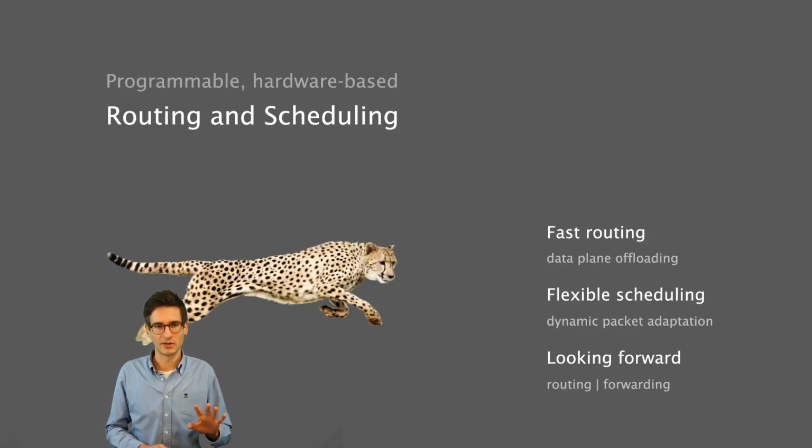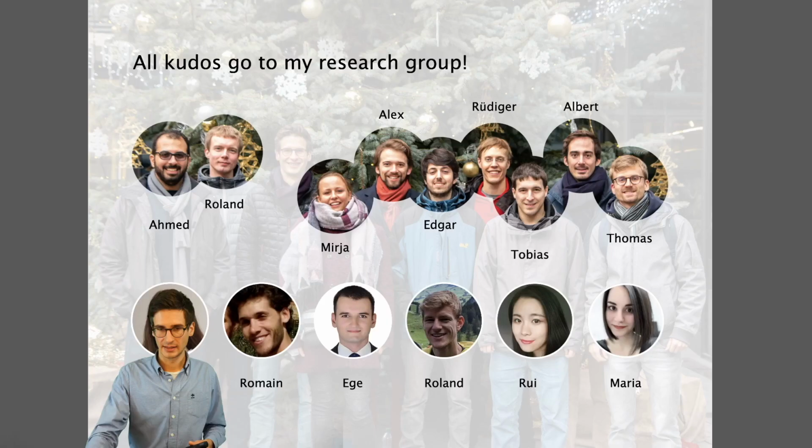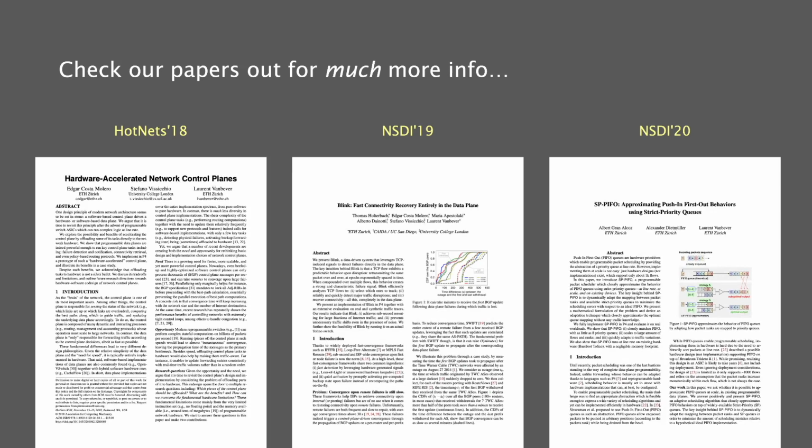All right, I hope I wasn't too long. It's hard for me to figure out exactly how much I lasted. But essentially in this talk, I explained fast routing, flexible scheduling, and then some ideas of how we can move things forward there. Here, I would like to finish by mentioning my research group. They did all the work. I'm just the messenger here. And of course, as I told you, there are so many more details in the papers. We have a HotNets paper, a SIGCOMM paper, and two NSDI papers about Blink and SP-PIFO that you can look into for more details.